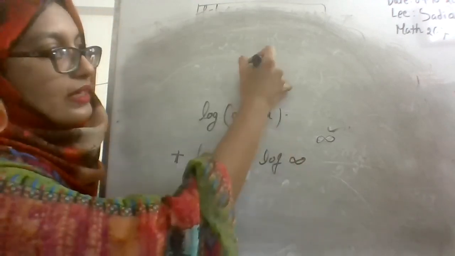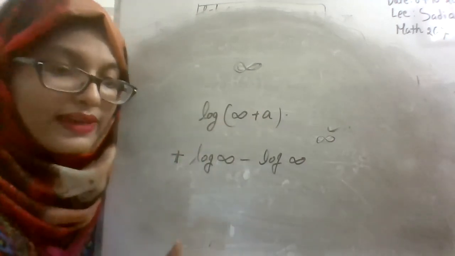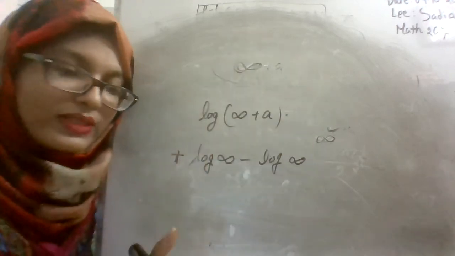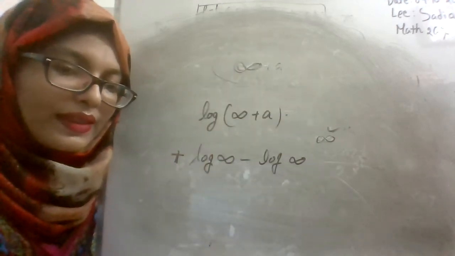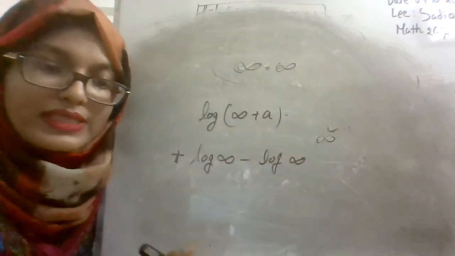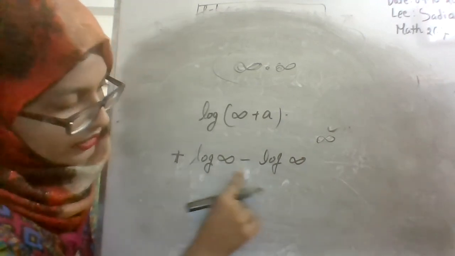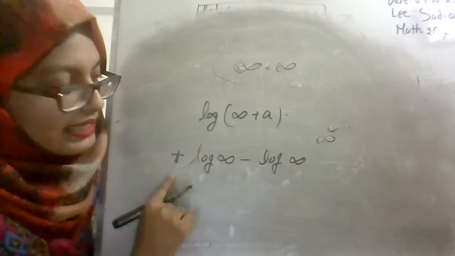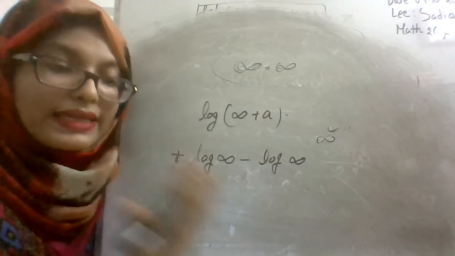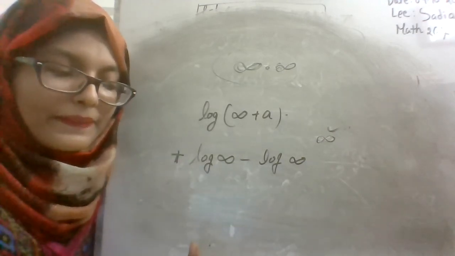Yes ma'am. Infinity means a value which is uncountable and a very large value. If you add this with a constant term, it will also be a very large value, which is also infinity. Or if you multiply infinity with infinity, it will also be a large value which cannot be counted, that means infinity. But log infinity minus log infinity, here one is positive and one is negative, and the positive term will cancel the negative term. We are not counting them. Is it clear?